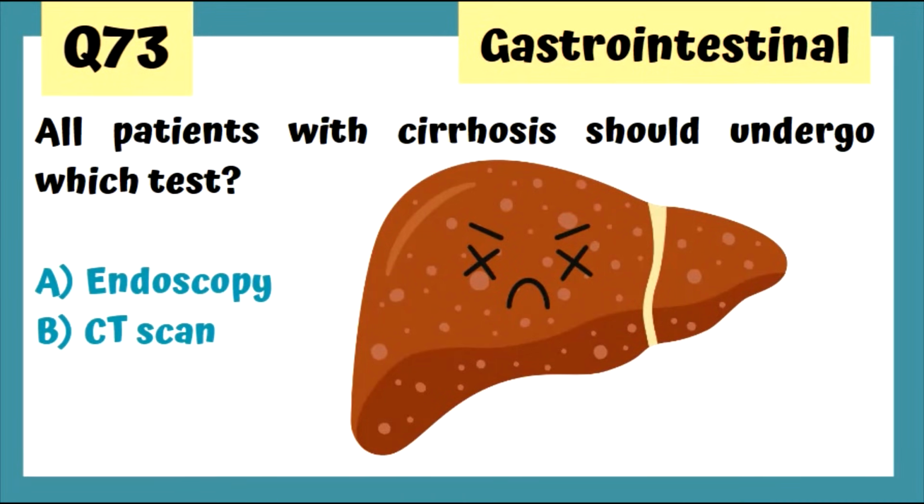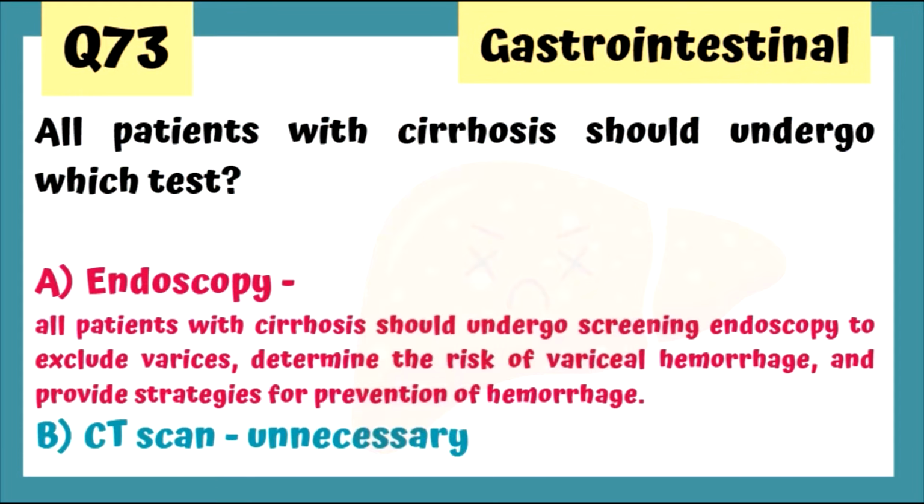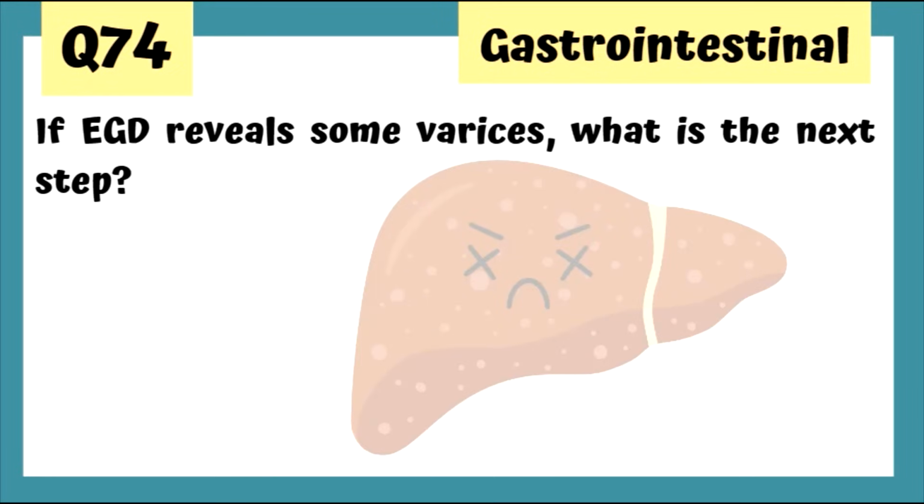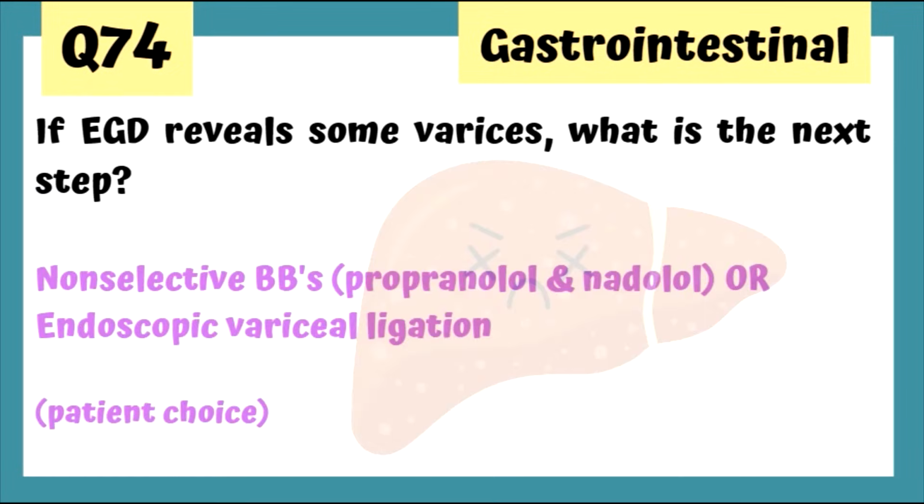Question 73. All patients with cirrhosis should undergo which test? They all should get an endoscopy because we want to look for varices. That could be really dangerous. CAT scan is unnecessary. Question 74. If EGD reveals some varices, what's the next step? We want to give non-selective beta blockers such as propranolol or nadolol, or endoscopic variceal ligation. That's the patient's choice, but they both could prevent the varices from leading to severe bleeding.